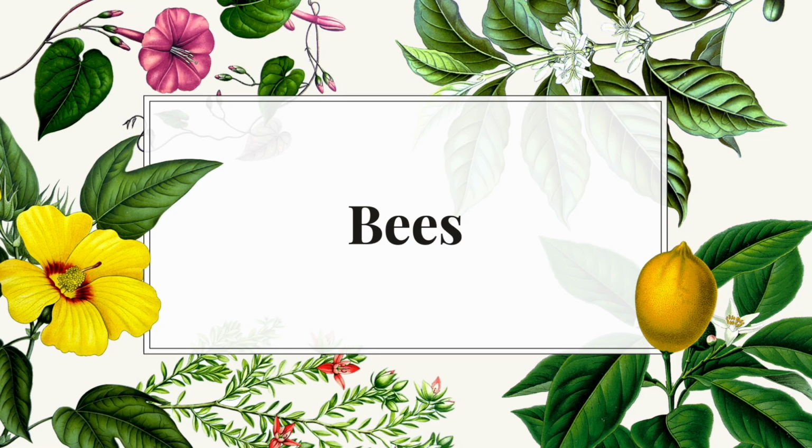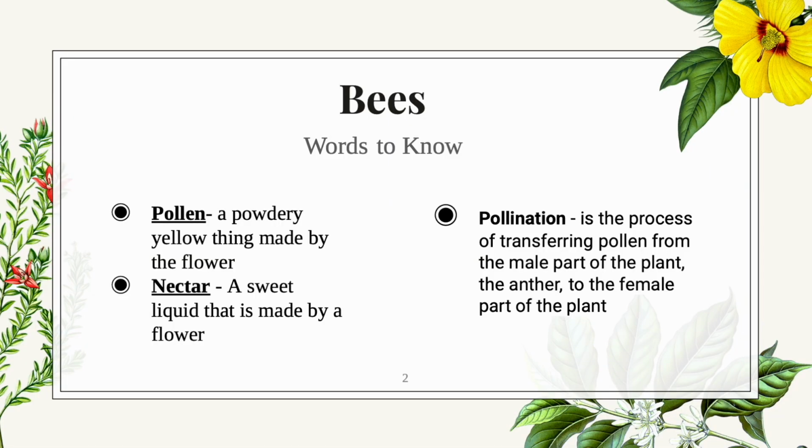Going to learn about bees. Here are some key words you are going to need to know about bees. First, we have pollen, which is a powdery yellow mixture made by the flower. Then we have nectar, which is a sweet liquid that is made by a flower.